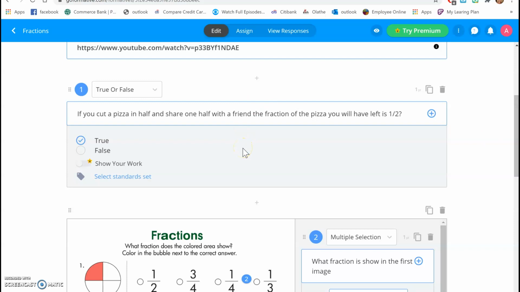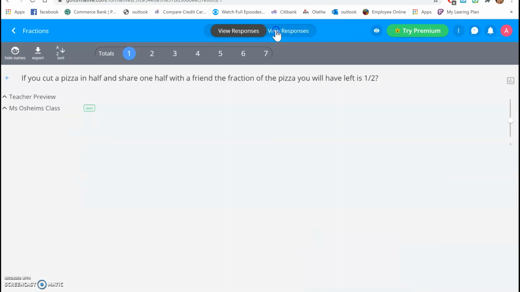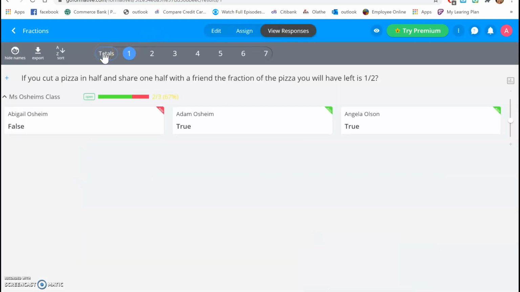So our first question: if you cut a pizza in half and share one half with a friend, the fraction of the pizza you will have left is 1/2. So let's look at our responses. It looks like most of us got this correct. Abigail, I'd like you to go back and look at that question and see that if you are sharing half of a pizza with your friend, then you will keep just one of the two halves of the pizza.